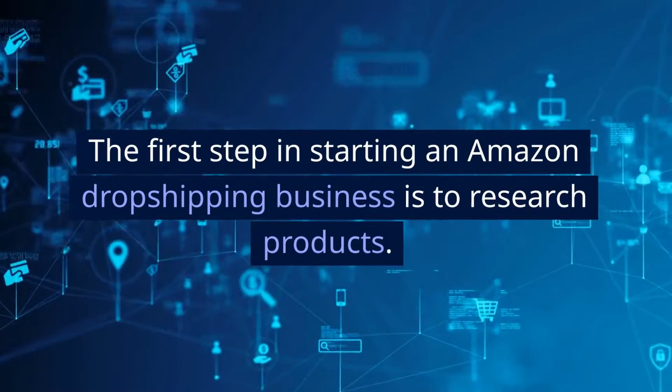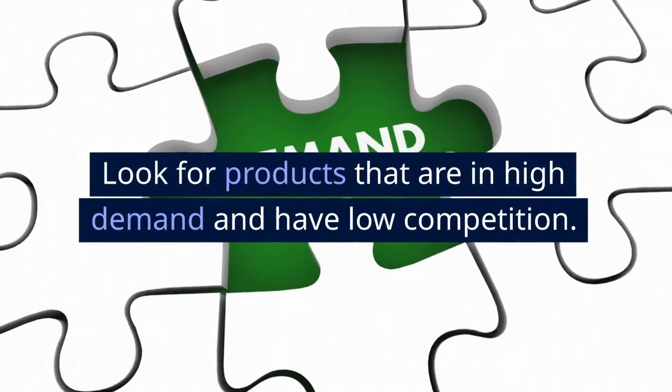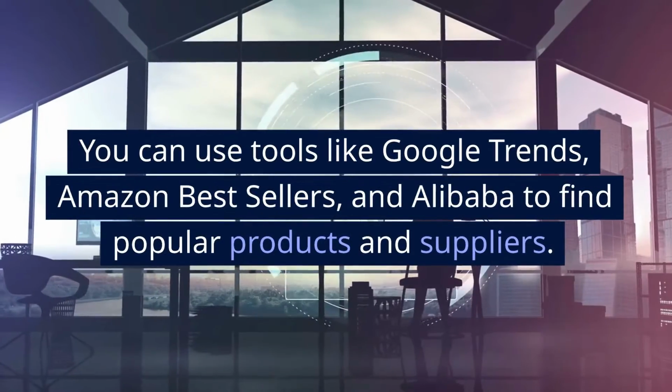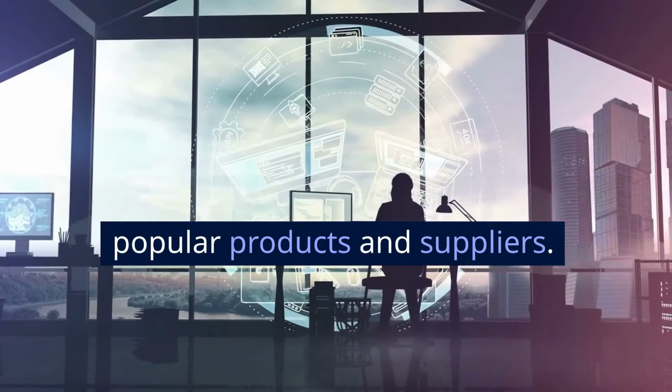Step 1. Research products. The first step in starting an Amazon dropshipping business is to research products. Look for products that are in high demand and have low competition. You can use tools like Google Trends, Amazon bestsellers, and Alibaba to find popular products and suppliers.